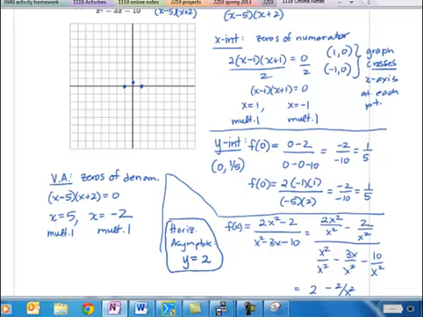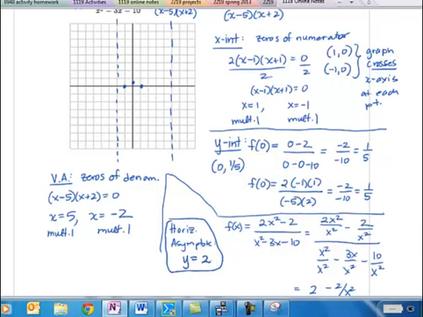Then we know some asymptotes. At negative 2 for x, we have a vertical asymptote. And at 5 for x, we have a vertical asymptote. And then there's a horizontal asymptote on the horizontal line through y equals 2.